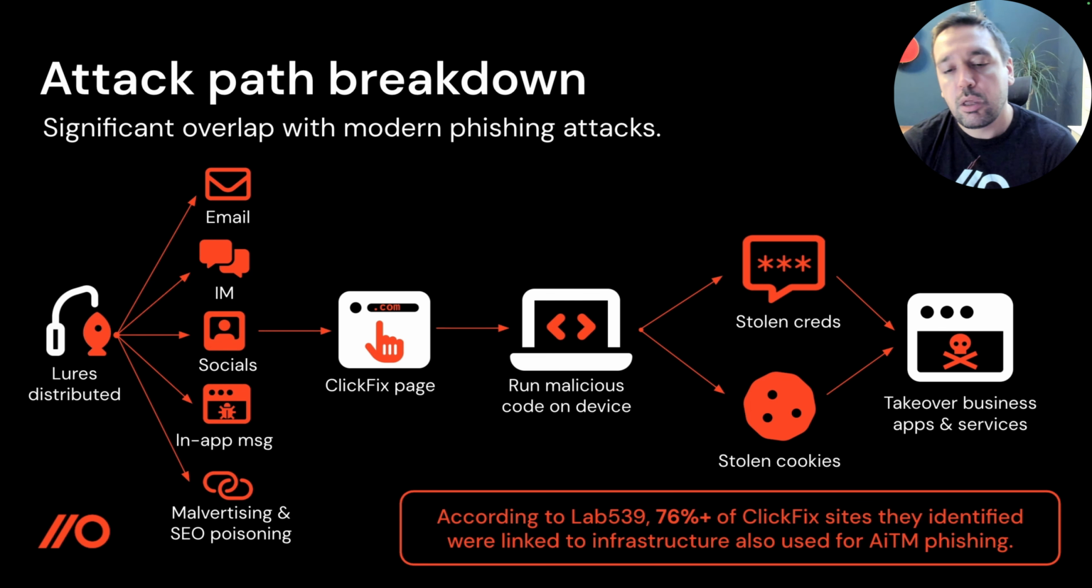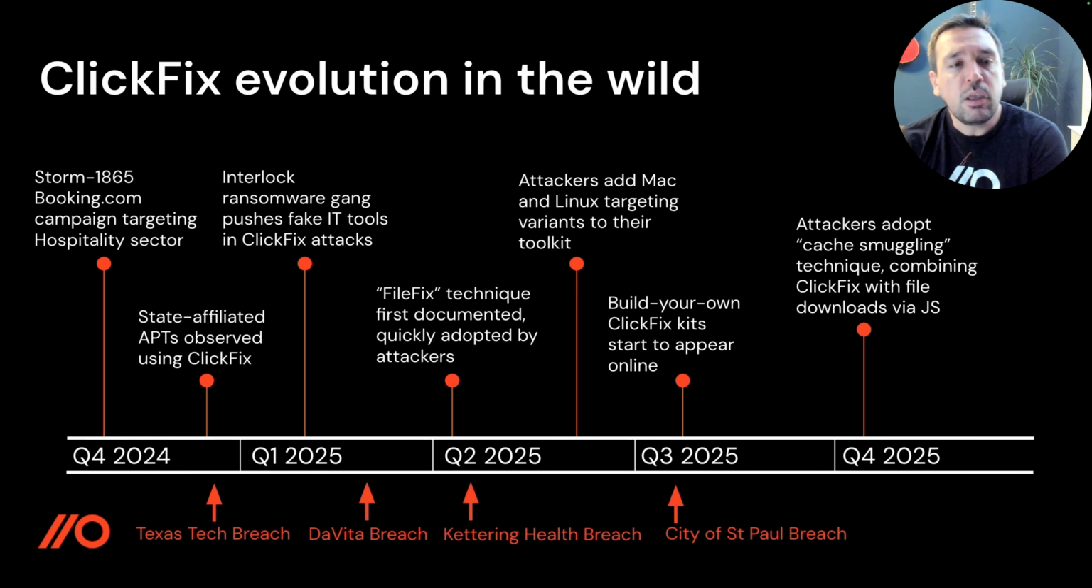And also, according to Lab 539, they do a lot of analysis of the infrastructure behind attacker-in-the-middle phishing servers. They've looked at some ClickFix sites too, and they found a huge amount of overlap between them. So it does seem like there's a big overlap between the groups running these attacks and the same groups that are running attacker-in-the-middle phishing techniques as well. So how has this evolved in the wild?